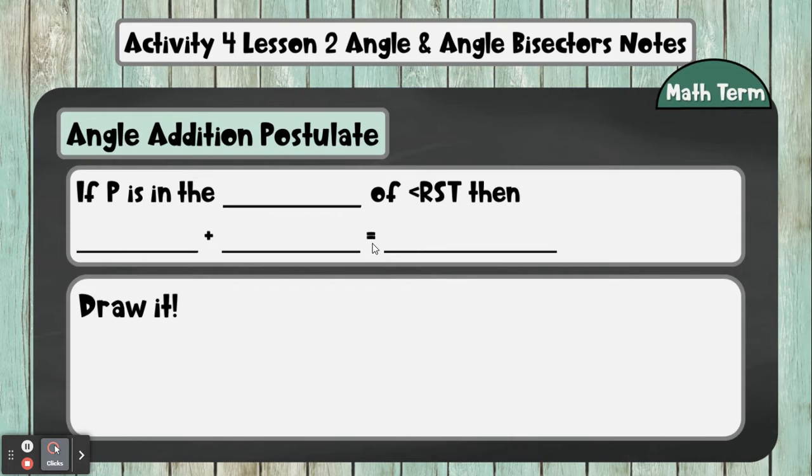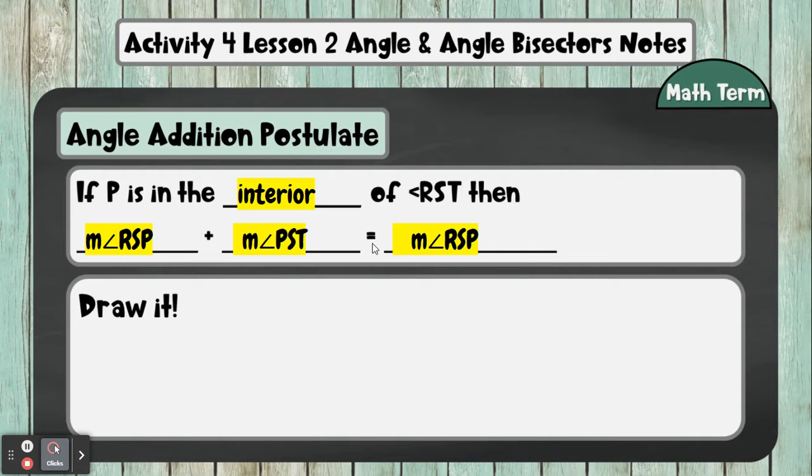So we come up with a postulate: if P is in the interior, and interior just means inside, okay? If P is in the inside or interior of angle RST, then the measure of RSP plus the measure of PST is the measure of RST.